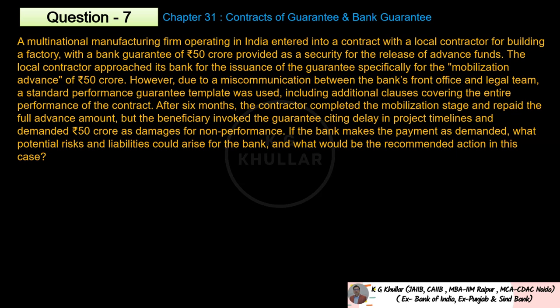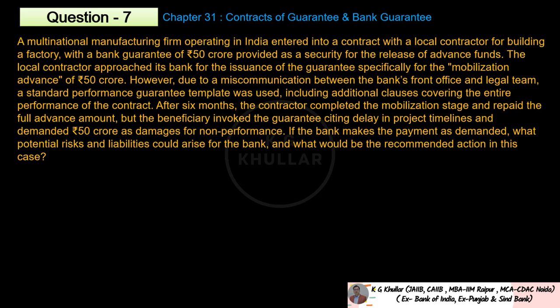After 6 months, the contractor completed the mobilization stage and repaid the full advance amount. But the beneficiary invoked the guarantee, citing delay in project timelines, and demanded Rs 50 crores as damages for non-performance. If the bank makes the payment as demanded, what potential risk and liabilities could arise for the bank, and what would be the recommended action in this case?